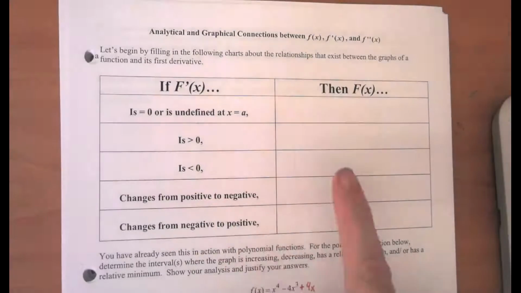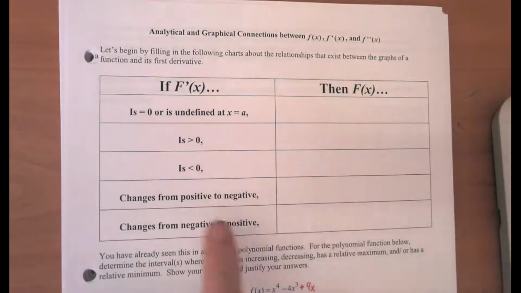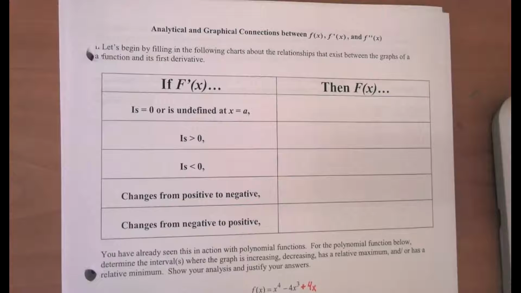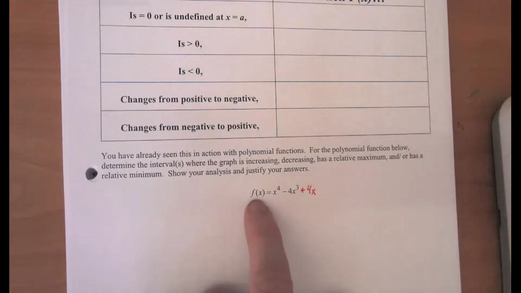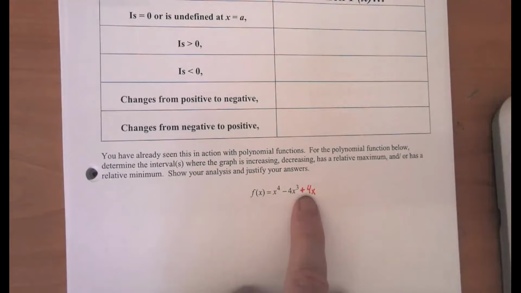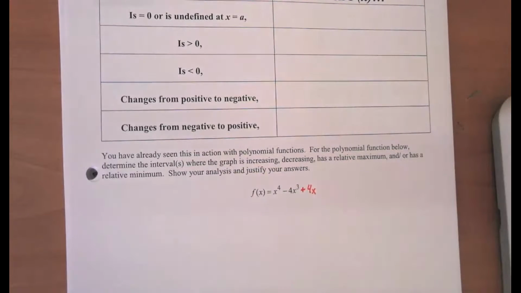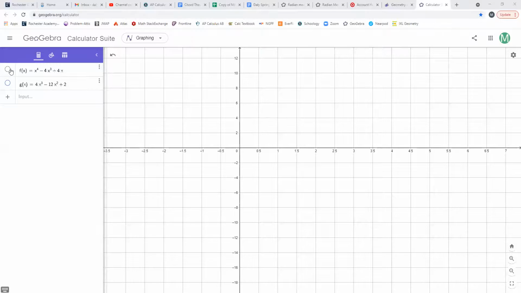So we've got a table here at the top of it that you're going to be able to fill out from looking at this function at the bottom. So we've got this function here, f of x is equal to x to the fourth power minus 4x cubed. I added in a term of positive 4x. So what I would like you to do is to take that function and graph it in GeoGebra. It's going to look something like this. So here is the function.